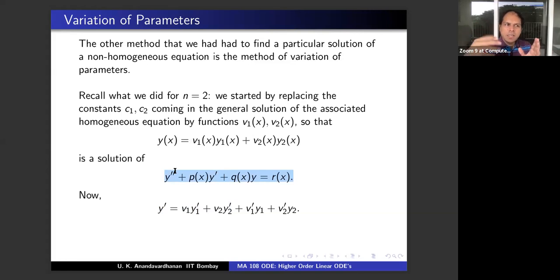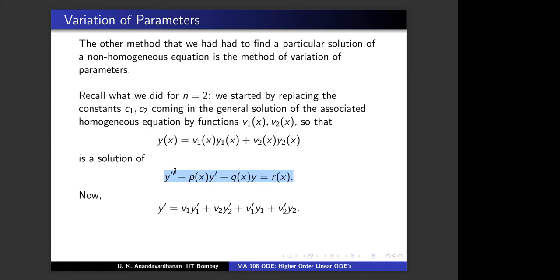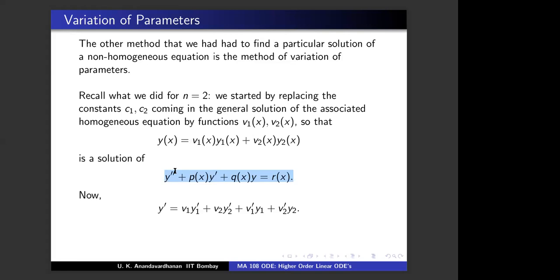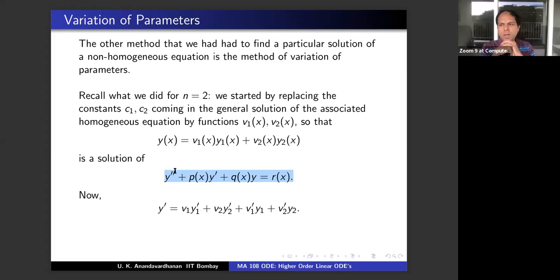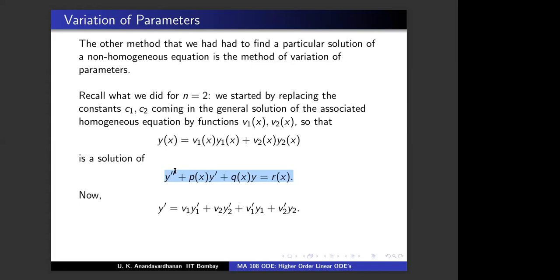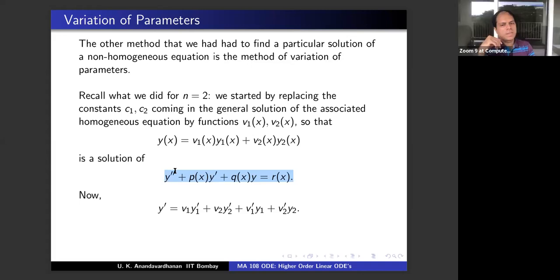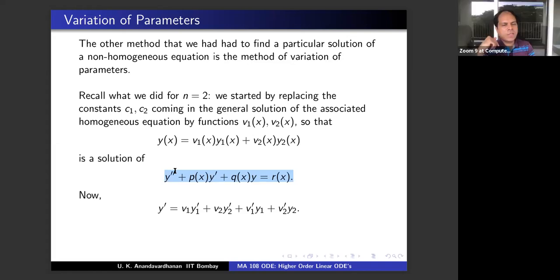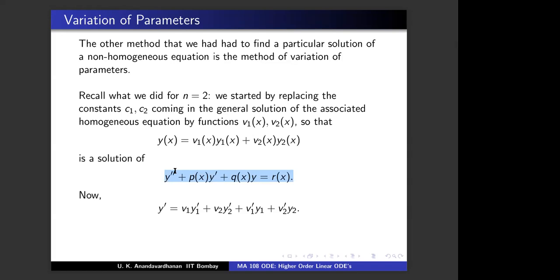What will be the variables in those equations? V1 prime, V2 prime, so on till Vn prime. Absolutely correct. And what will be the matrix in the linear system? Y1, Y2, Y1 prime, Y2 prime, etc. So that is the Wronskian. And what will be the right hand side column matrix? 0, 0, 0, up to n minus 1 entries, and the last one will be Rx.